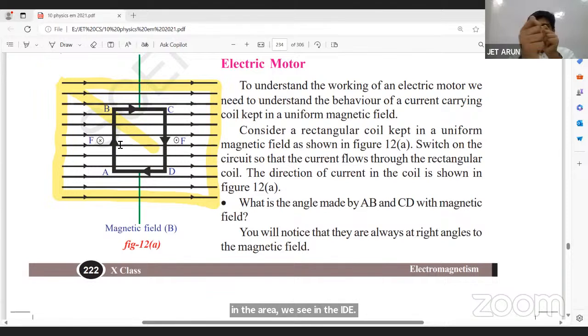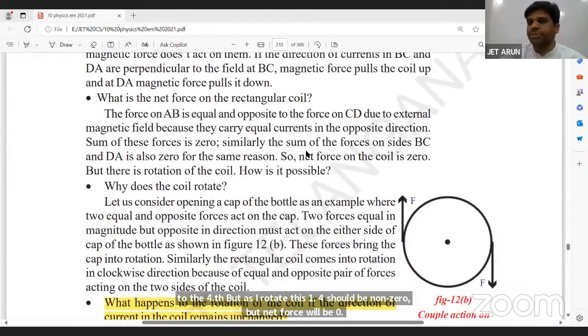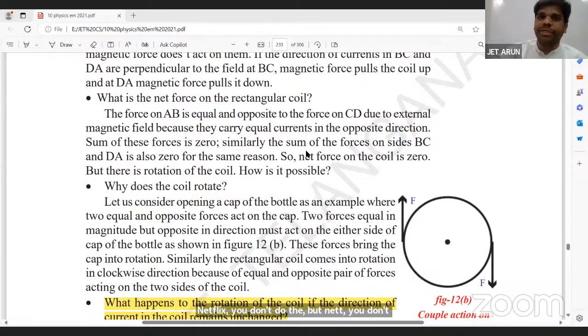But as I rotate this, the force will be non-zero. But the net force will be 0. Net force is 0, but net torque is not 0. There is a rotational effect, no translation effect, but a rotational effect. If net force is 0, no translation, it doesn't move. But if net torque were 0, it wouldn't rotate either. But here net torque is non-zero, so it will start rotating.